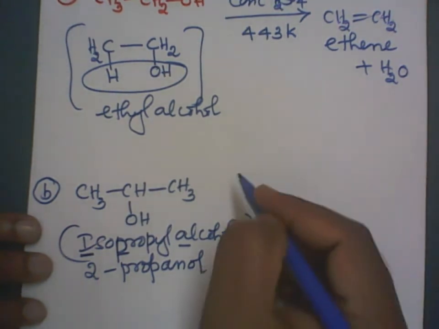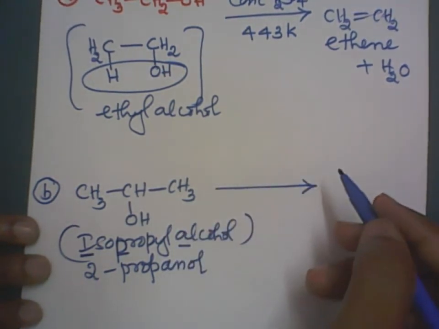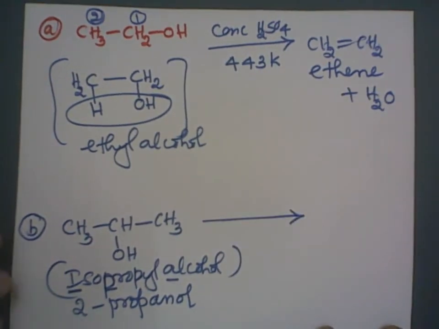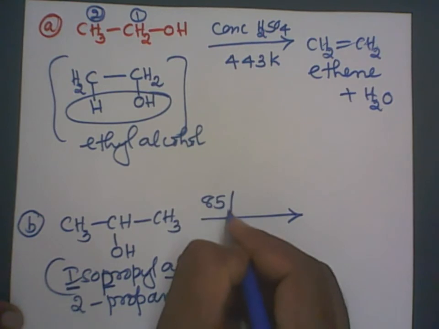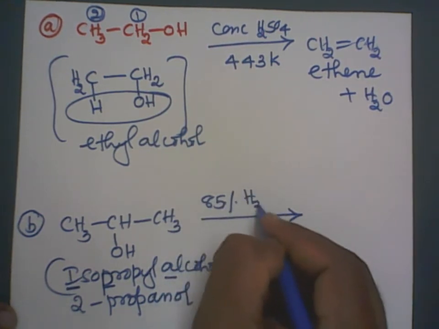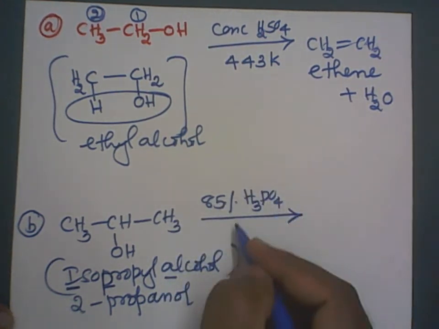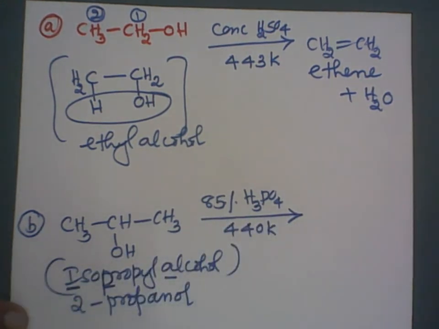Now, let me make use of some other dehydrating agent. Let me make use of phosphoric acid. Phosphoric acid is available in different concentrations. Here we can make use of 85% phosphoric acid, H3PO4, and the temperature required is about 440 Kelvin. Now we have to remove a water molecule, correct? How to remove the water molecule? Make use of H plus and OH minus.